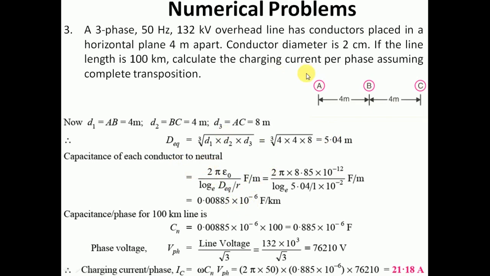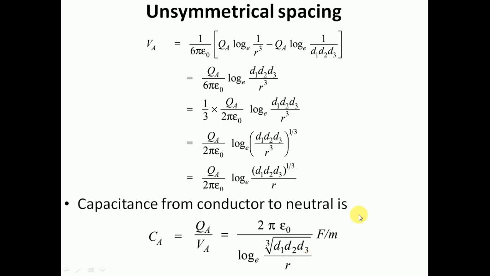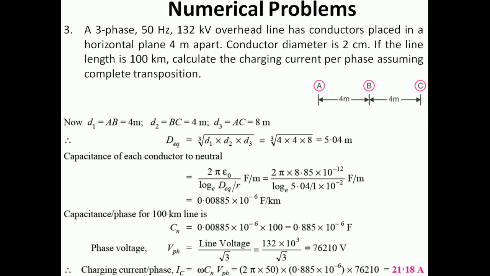But in this problem you are asked to find not only that, you are asked to find the charging current per phase. By using this relation, we will be able to identify only the capacitance per unit meter. If you see in this problem, the line length is 100 kilometer. Therefore, you can find the capacitance value for this 100 kilometer by multiplying it with 100. Now let's see how to identify the charging current.